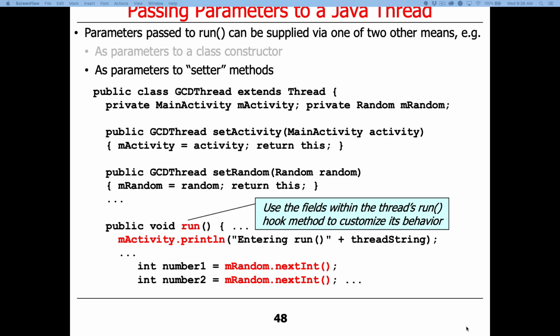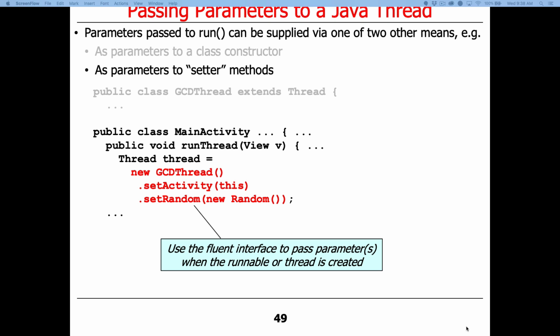Here's the run method. Assuming that we've called the activity setter method and the random setter method, then when you call run, we'll have access to the activity and to the random number generator, and those things can be accessed from the thread when it begins to execute. Here's what the use case would look like.